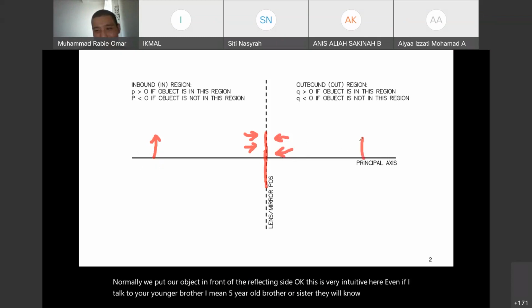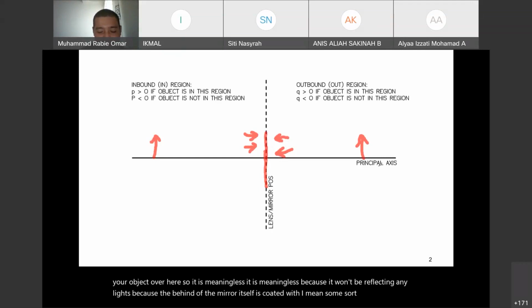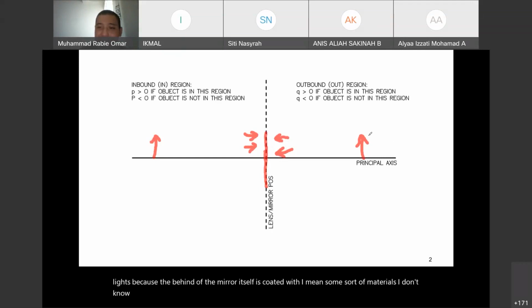So if you put your object over here, it is meaningless, because it won't be reflecting any light, because the back of the mirror itself is coated with some sort of material. I don't know what the material is. So normally we have our object here.